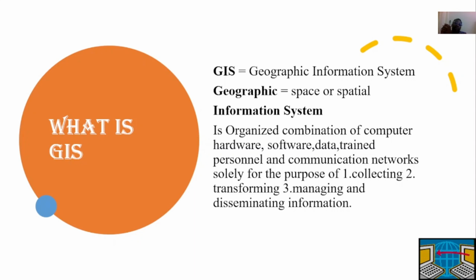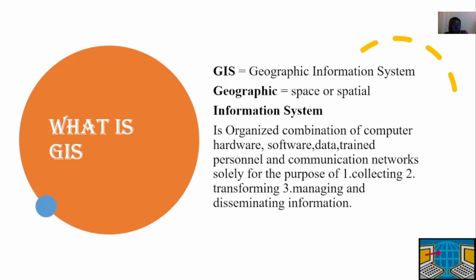Then the information system is an organized combination of computer hardware, software, and so on. The hardware here is your laptop, your mobile phone, or your desktop computer. Then the software has to do with the various GIS software, such as ArcMap and ArcGIS Pro. Even though ArcMap has been retired, you can still download and use it. So we have ArcGIS Pro, QGIS, and other GIS software tools like Idrisi, ERDAS Imagine, among others.